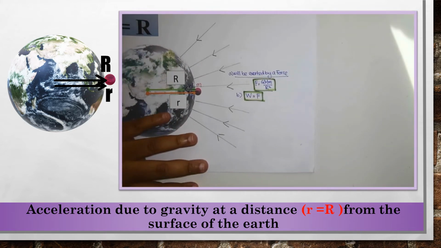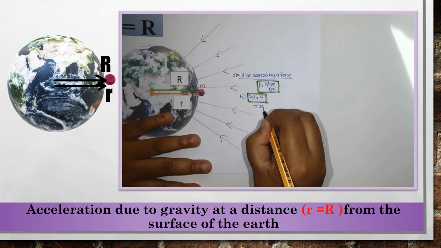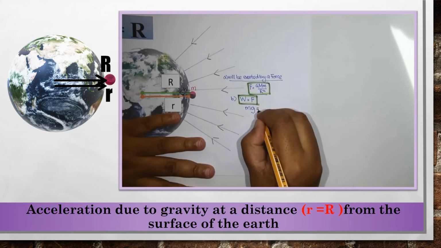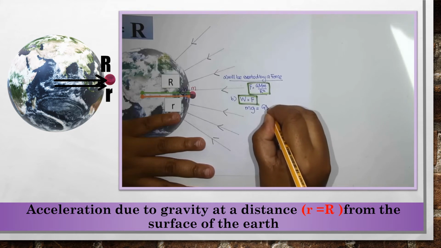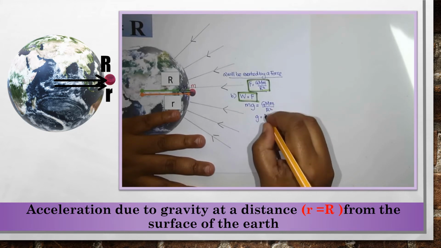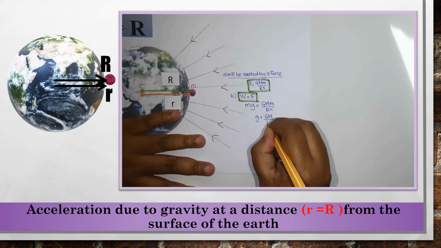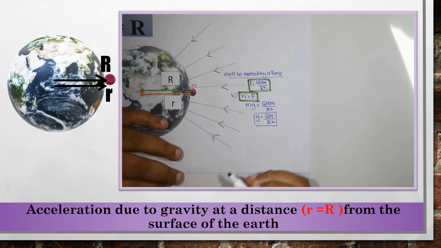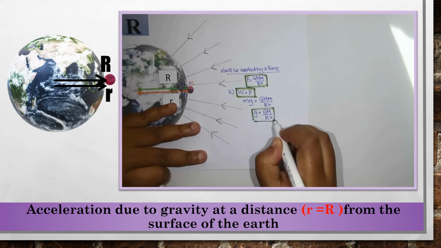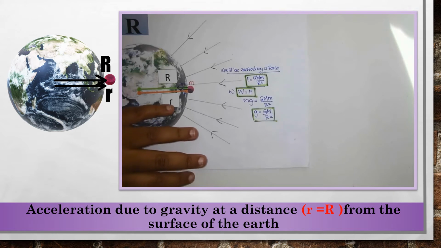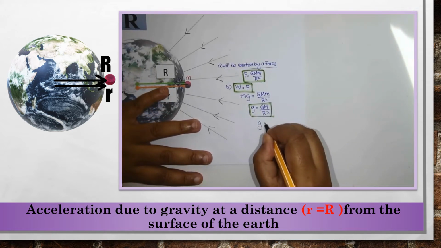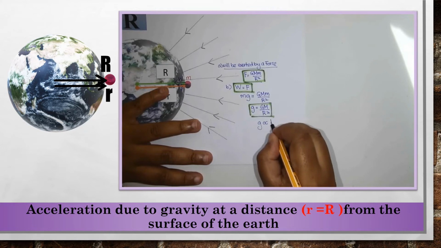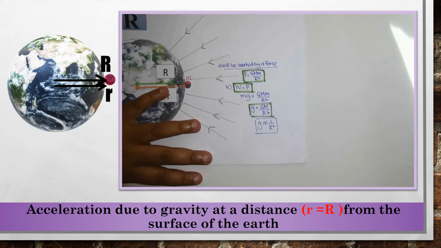So therefore, we solve this, we get W equals mg, m times acceleration due to gravity, and F equals GMm over r squared. So g equals GM over r squared at the surface of the earth. So what are we supposed to take note of? We are supposed to note that g is inversely proportional to the radius squared.